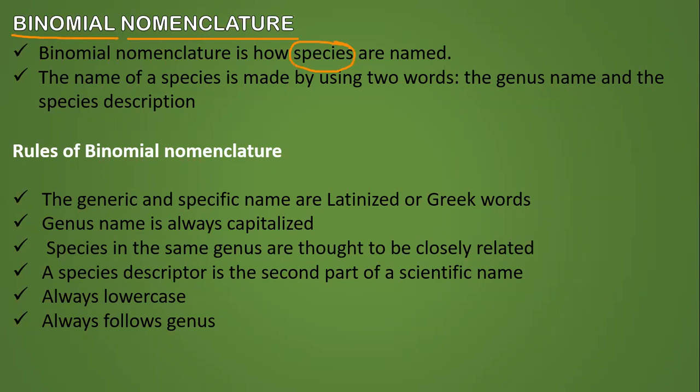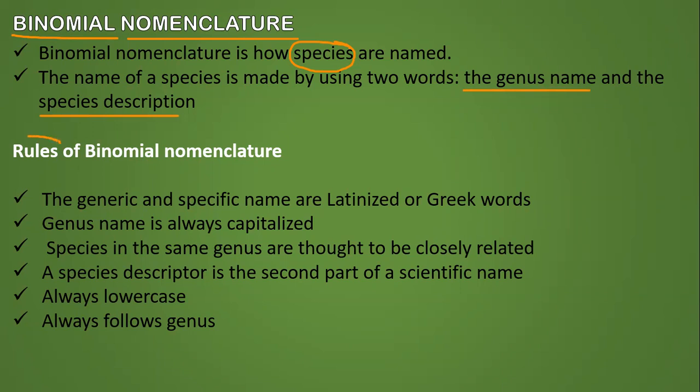So every name, for example, Mangifera indica, is composed of how many terms? It is composed of two different terms, right? Two different terms means one indicates the genus name and the other the species name or the specific epithet.